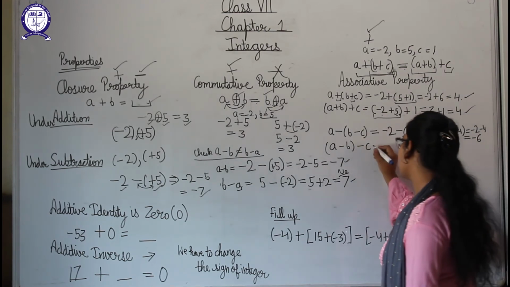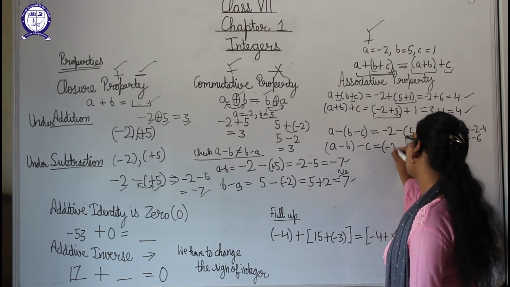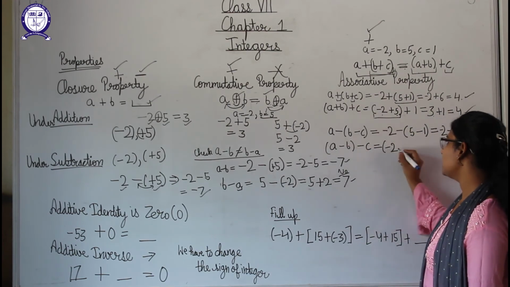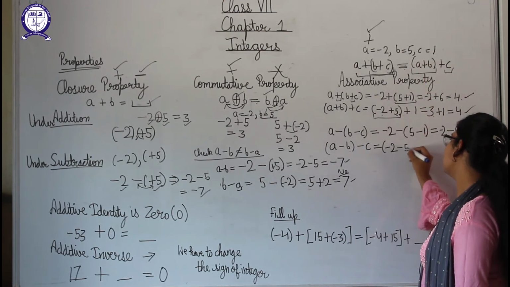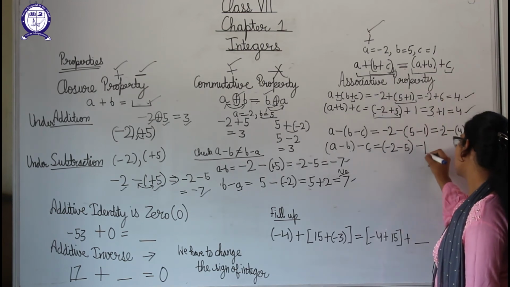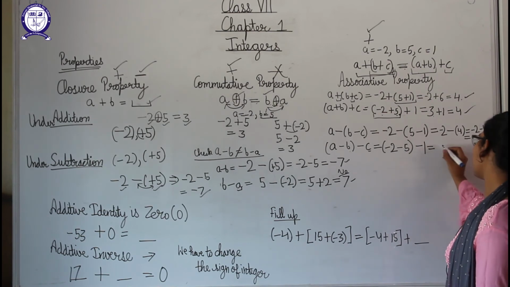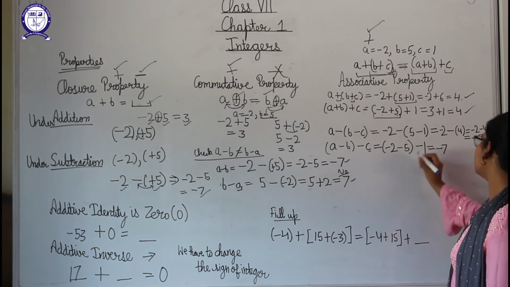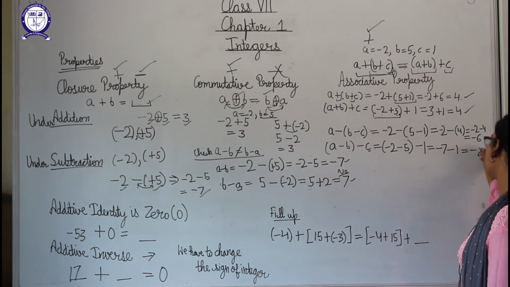Now we will check for (A minus B) minus C. So what is the value of A? Minus 2, we will put in the bracket, then minus sign is here. Then B, what is the value of B? 5. So we will put 5 here, then minus sign is here, then C. C is 1. Now we will solve these two first. So minus 2 minus 5, answer is minus 7. Here it is minus 1, so minus 7 and minus 1 is minus 8.